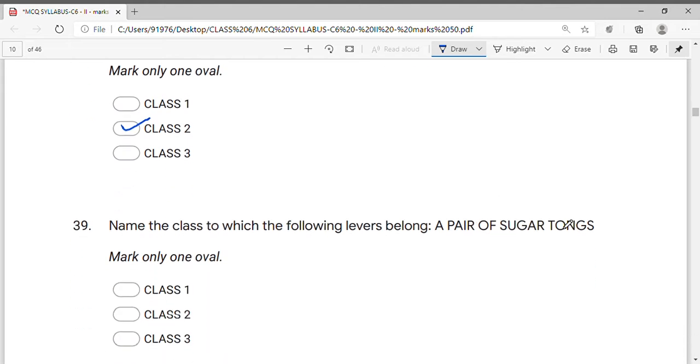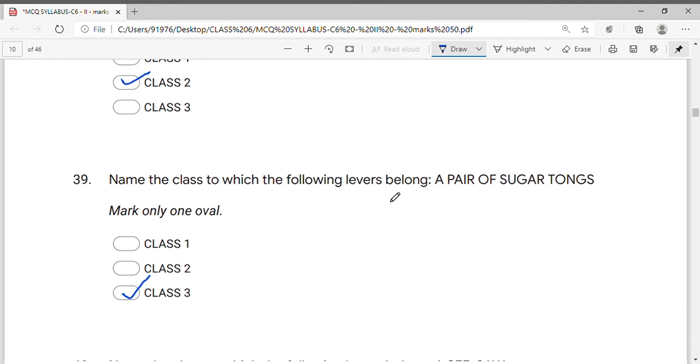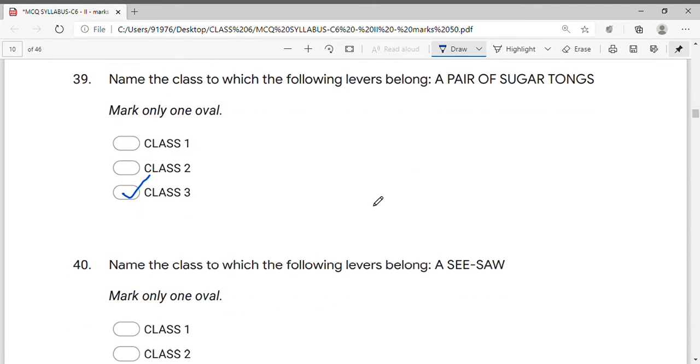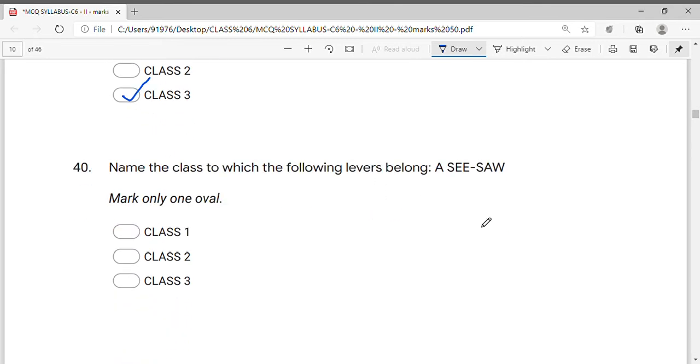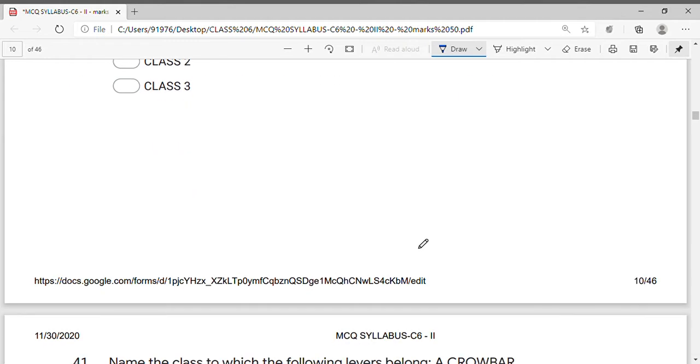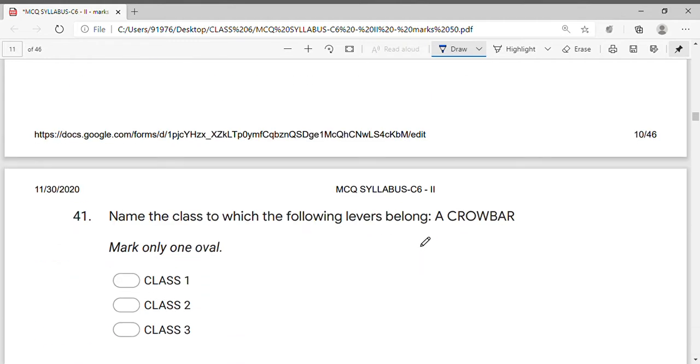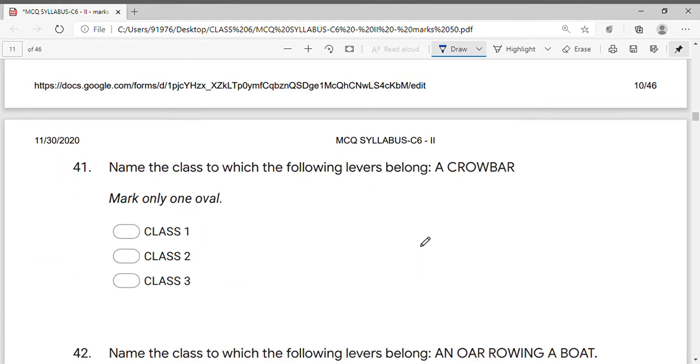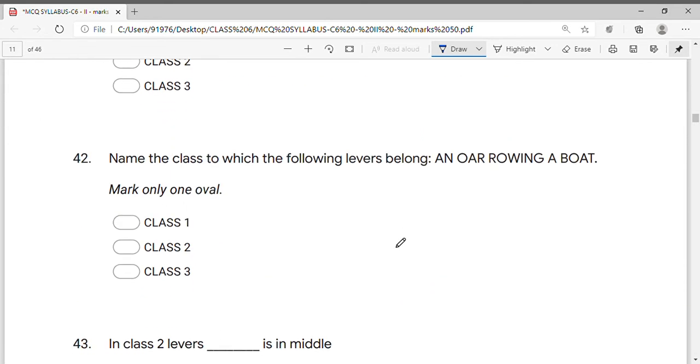A pair of sugar tongs is a class 3 lever because the effort is in between the fulcrum and the load. A seesaw is a class 1 lever, the fulcrum is in between the load and the effort. A crowbar is a class 1 lever, again the fulcrum is in between. And an oar rowing a boat is again a class 1 lever.